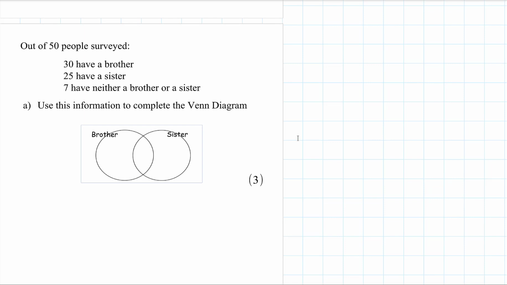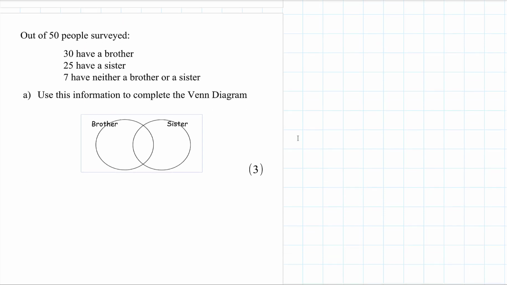Right, let's look at the next question. Now this time we need to use the information to complete the Venn diagram. Now what we have here is 50 people in total. We have 30 people who have a brother, 25 have a sister, and 7 have neither a brother nor a sister. So straight away we know we can put the 7 outside the circles.